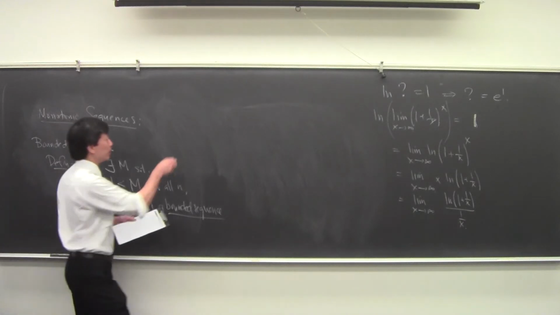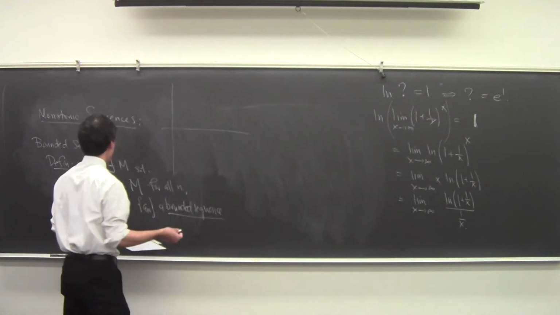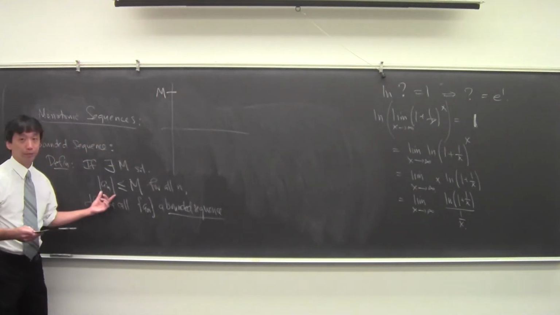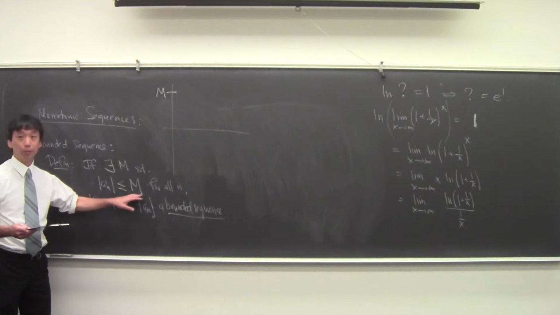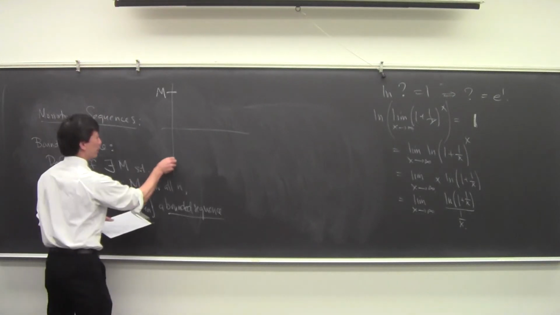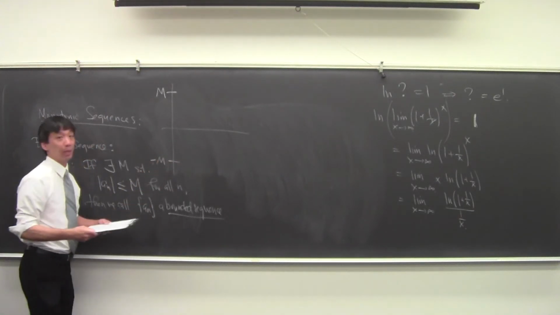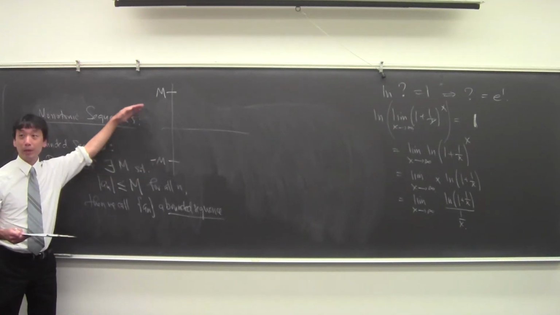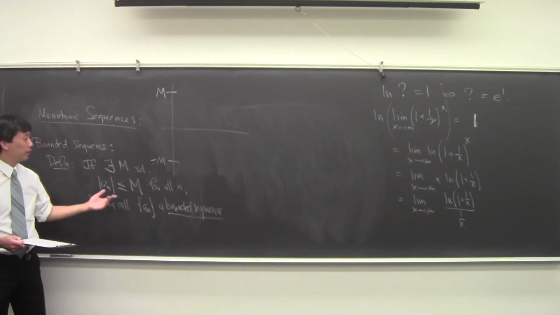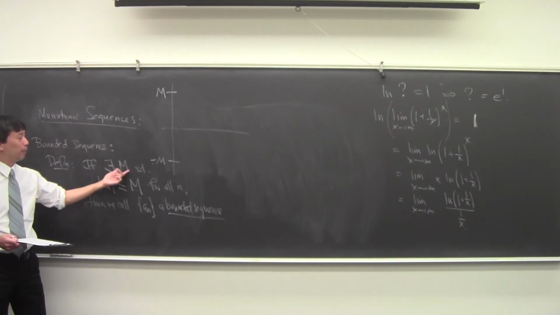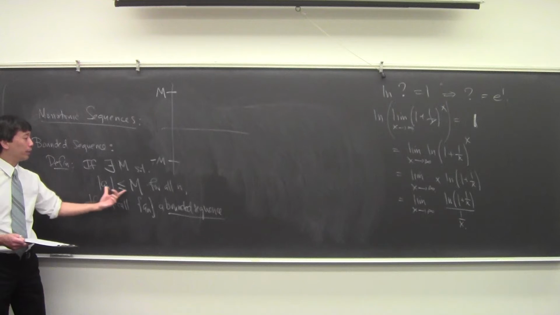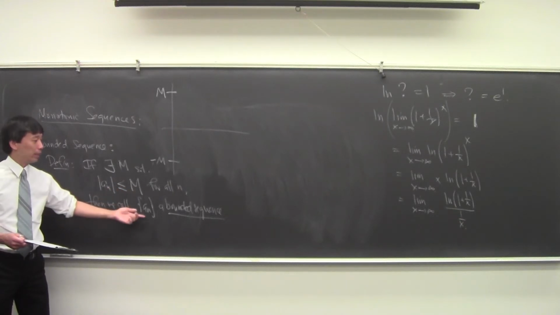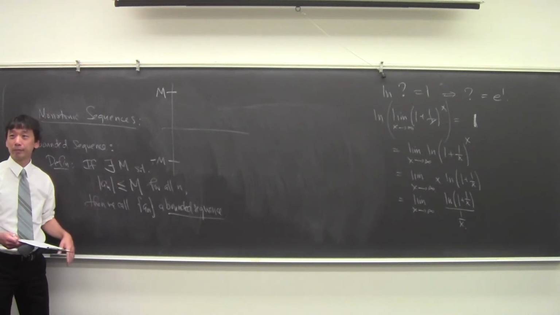Bounded sequence. Okay, so here's the picture. What this is saying is that there's some number m, and the absolute value of your sequence is controlled by m. In other words, your sequence lives between negative m and positive m, right? All your values lie between negative m and positive m. That's what this is saying. If there's some number and all your values stay between negative that number and positive that number, then we call this thing a bounded sequence.